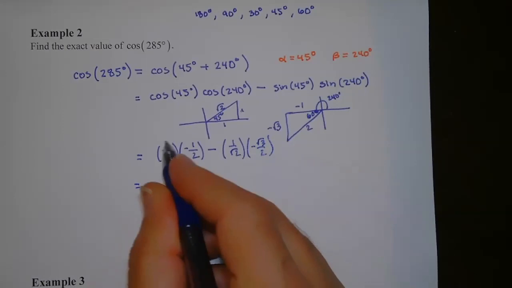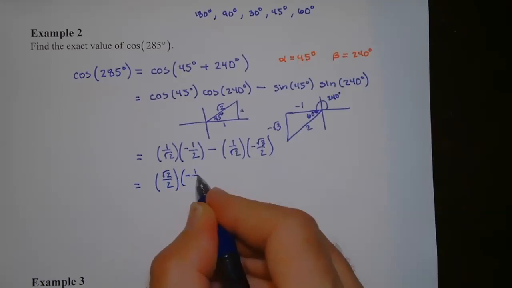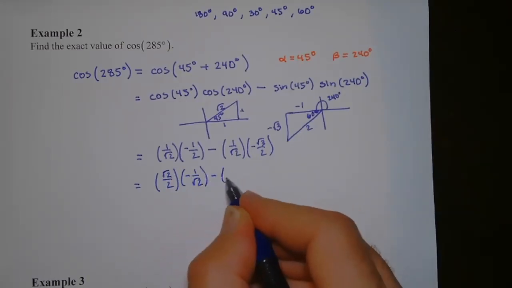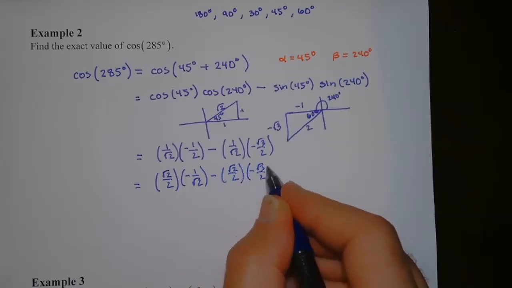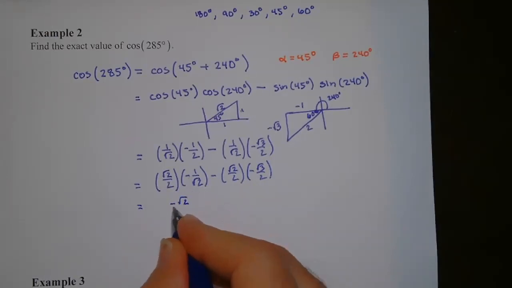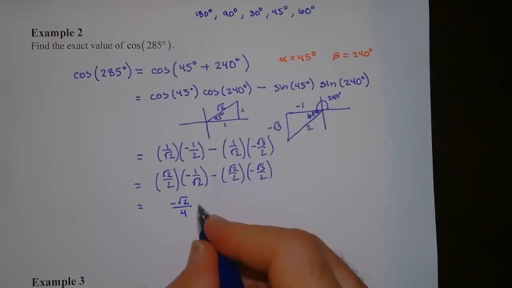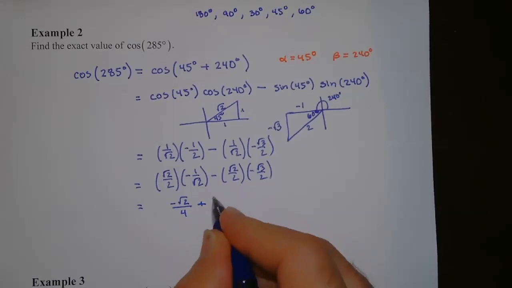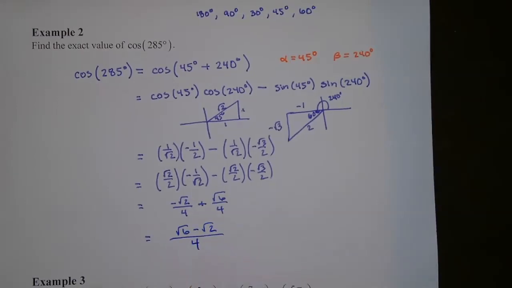So this I'm going to rewrite as square root of 2 over 2 times -1 over the square root of 2, minus the square root of 2 over 2 times negative square root of 3 over 2. So this one would be negative square root of 2 over 4. And then these two we multiply and we get a negative, right? But we're subtracting, so it's actually going to be positive square root of 6 over 4. I would probably write the square root of 6 first. So square root of 6 minus the square root of 2, all over 4. And that's the answer to this one.